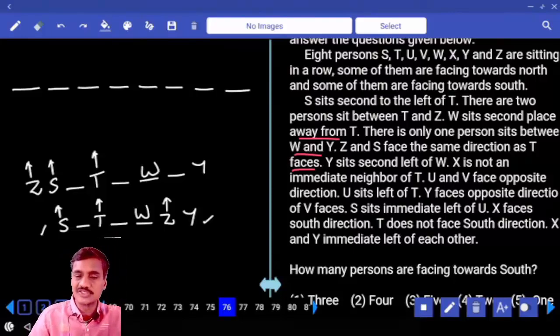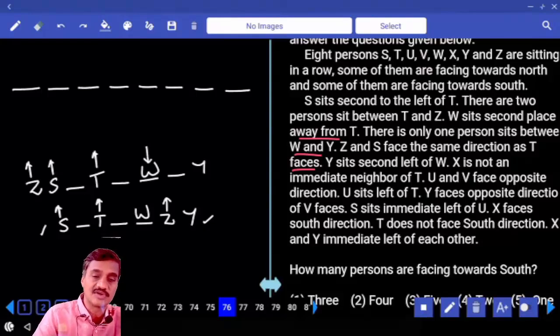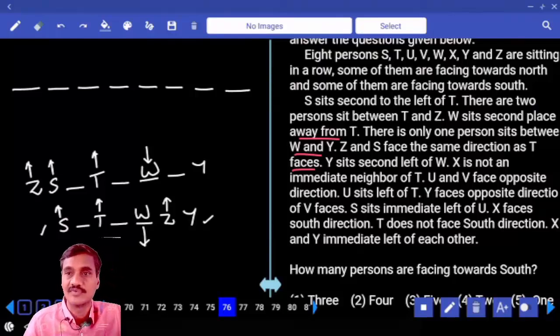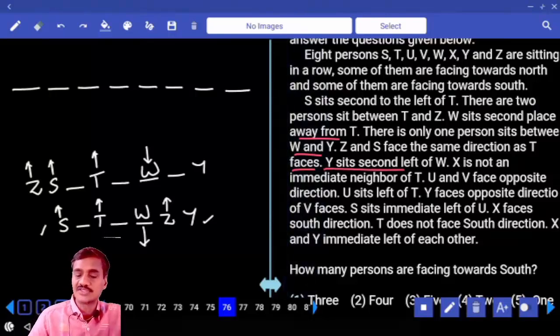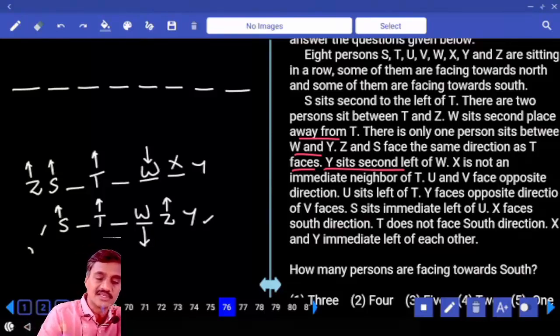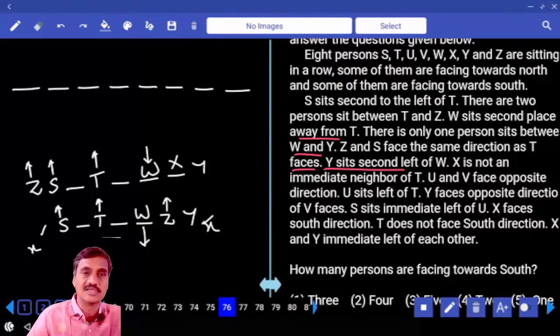And next one, Y sits second to the left of W. Hence in the first case, Y sits second to the left of W, Y is facing south. And again in this also, Y sits second to the left of W, W is facing towards south. X is not an immediate neighbor of T. In the first case, X is here. And in the second case, X can be either at the starting or at the end.